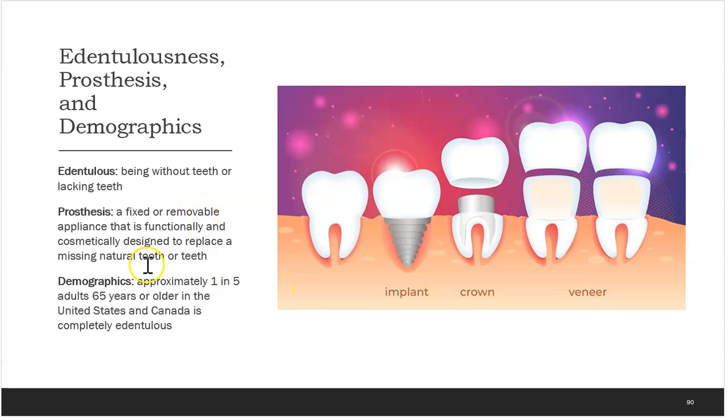Like a denture, it is something made in a lab. It's something man-made. So an implant or a crown or a veneer, these are all examples of prosthesis. Even dentures. Dentures could be a removable appliance, and all these are fixed appliances. And in North America, 1 in 5 adults 65 years and older are completely edentulous. They have no teeth, 1 in 5.